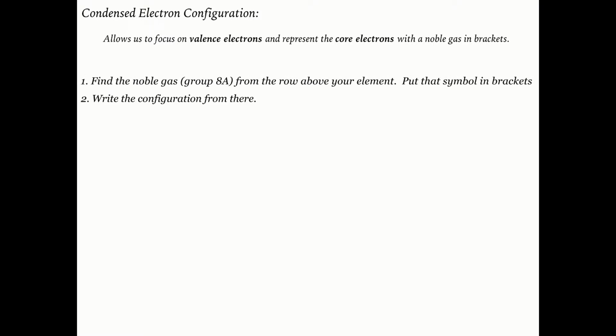So how do we actually write our shorthand or condensed electron configuration? We first find the noble gas in the row above the element we're concerned about, and put that noble gas into brackets. Then you write the electron configuration from there on. The noble gas in the brackets represents the electron configuration up until that point, and then you just keep going.